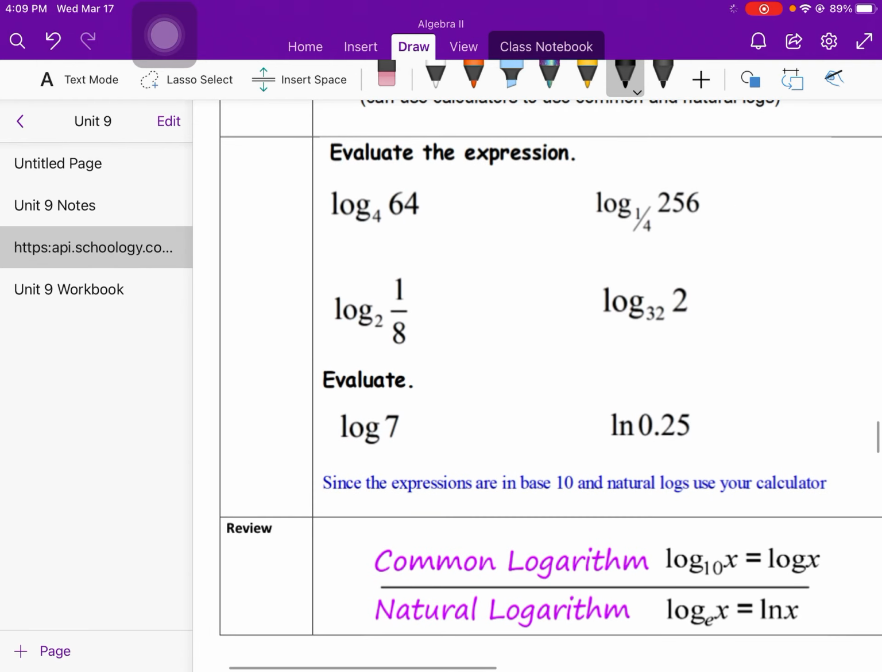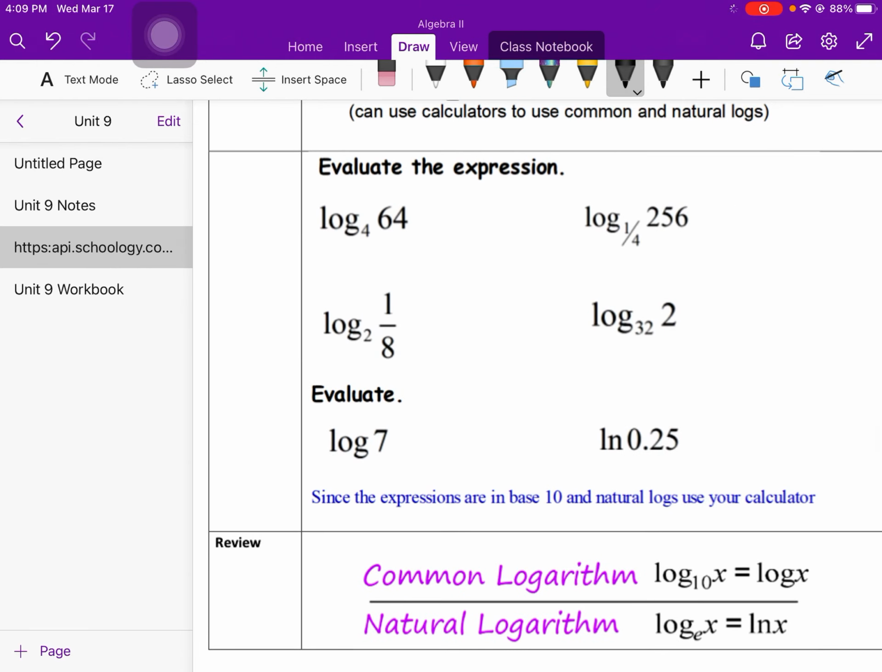So let's go ahead and evaluate this. So log base 4 of 64 equals x. 4 to the x power would equal 64. This one, if you just remember, x would have to be 3. 4 to the third power would give us 64. This one we would set equal to x.